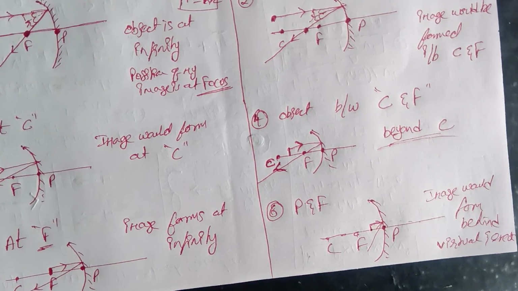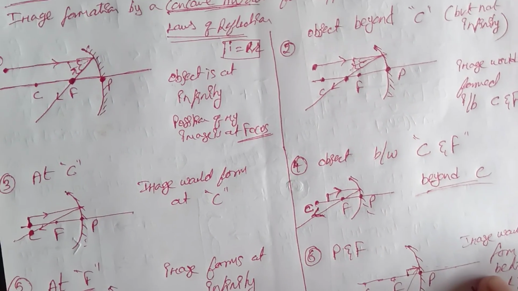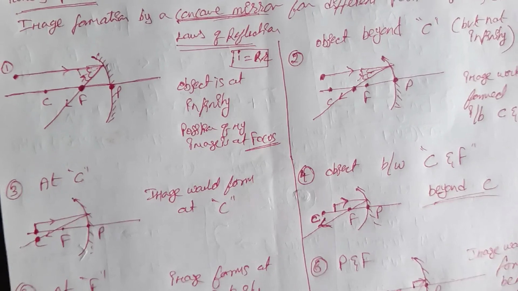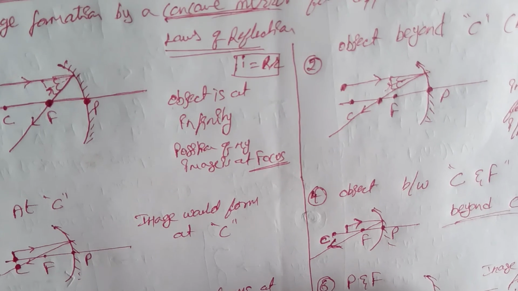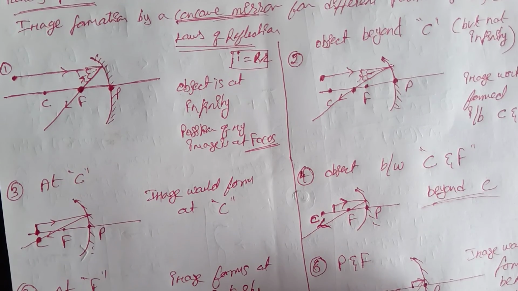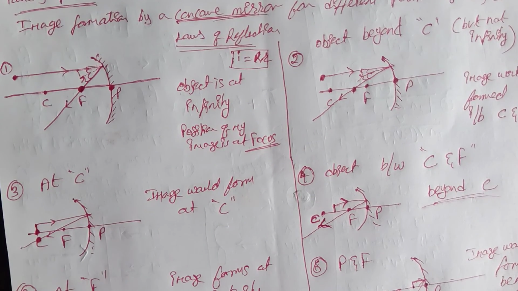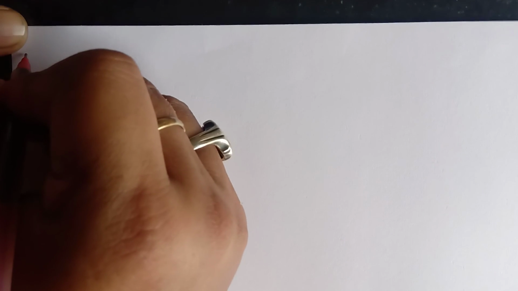Any doubt? So we shall try to write a table for that. Try to draw a table for that. Now let us begin. If you see this table, the first column would be position of object.